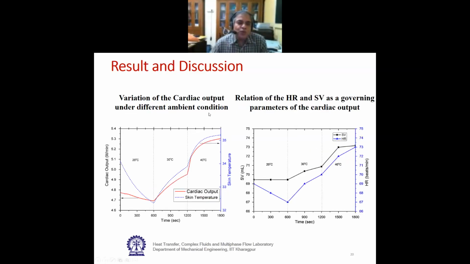So, variation of cardiac output under different ambient conditions. Here, as we have got the cardiac model, we can see that initially when the temperature is 20 degrees Celsius, which is a low temperature, the cardiac output falls. We do not need that much blood flow. Then when it is kept constant at 30 degrees Celsius, the cardiac output increases. We need more blood flow below the skin to dissipate the heat. And then the sweating starts and the cardiac output increases. But after some time, there is a limitation. The cardiac output will remain more or less constant, or asymptotically it will become constant. Cardiac output means the blood flow rate in liters per minute. That is our cardiac output.